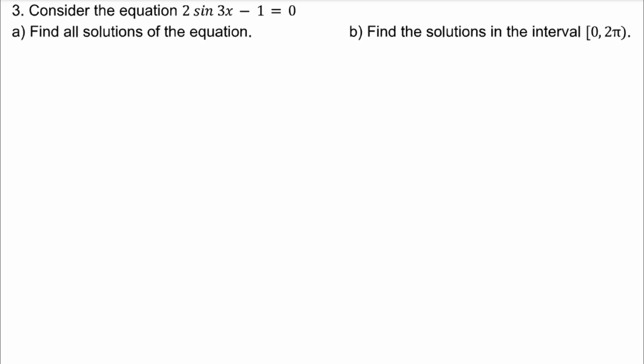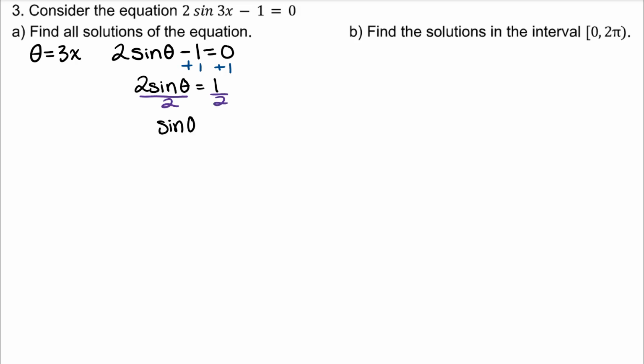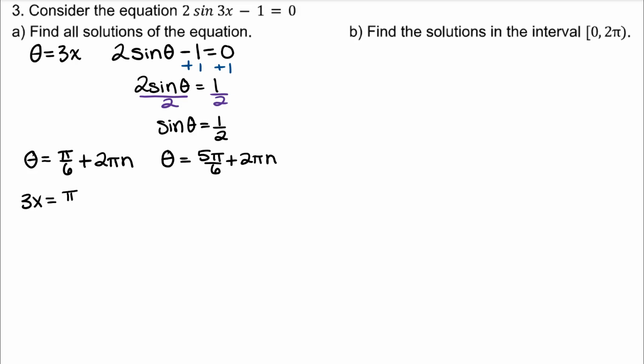For number 3, we have a multiple angle equation, 2 sine of 3x minus 1 equals 0. To make it easier to visualize, let theta equals 3x. And now solve for theta. Sine theta equals 1/2 means that theta is equal to pi over 6 plus 2 pi n and 5 pi over 6 plus 2 pi n. This is our 4th time solving for sine theta equals 1/2 in the last 2 videos. Now plug in 3x for theta and isolate x.